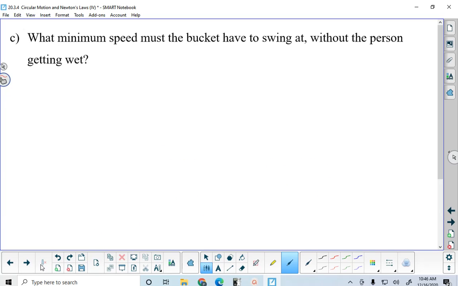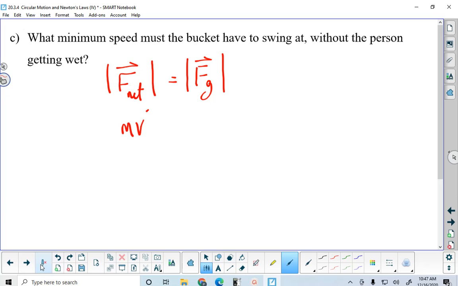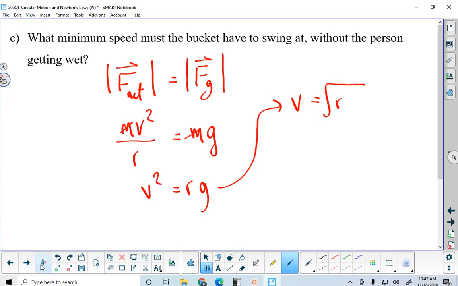And the third question is, what's the minimum speed required? Well, the minimum speed happens at the top, and it happens when the applied force is 0. And if the applied force is 0, then the net force is only being provided by the gravitational force. And that means that mv squared over r, which is ma, equals mg. This is the same as question 7 in our warm-up. The masses cancel. If I cross multiply, I get v squared equals rg. So v equals root rg. We're going to take the radius of 0.8.